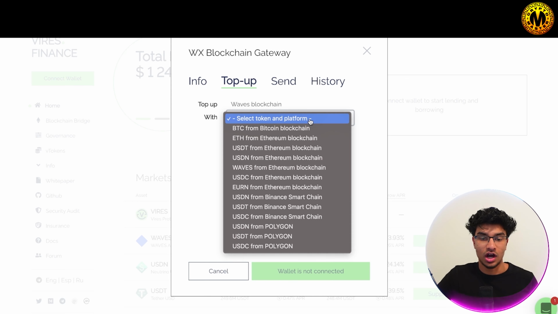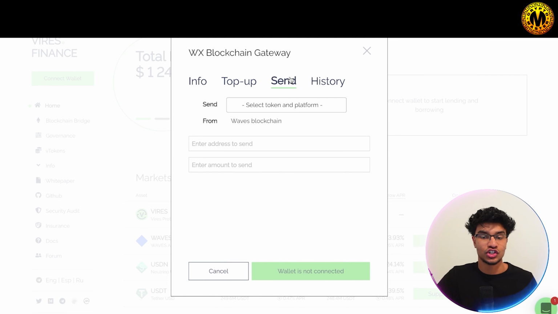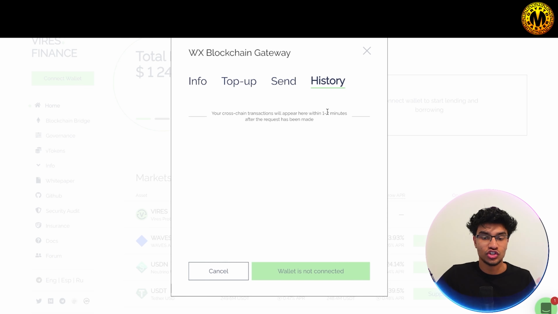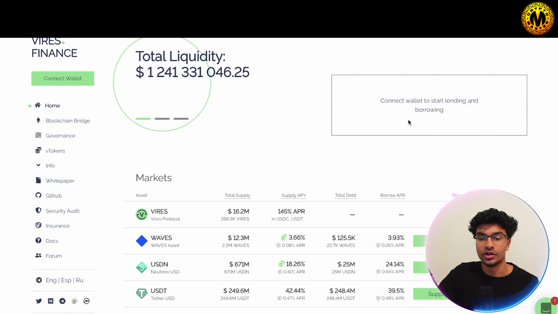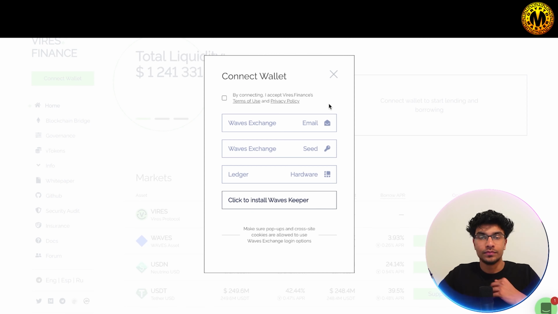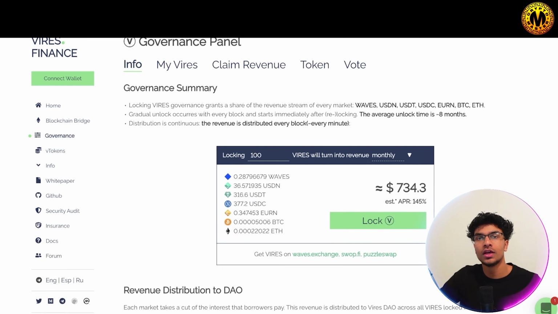So then there's the top up. You want to top up your balance with whatever asset you would like, then transfer it over onto the blockchain, and then you send it over, and you can check all your history over here. For this feature, you need to connect your wallet, and then you will have access to all this blockchain gateway and be transferring different cryptocurrencies and assets. Over here is where you'd want to connect your wallet. You click on this, and then it'll take you to these steps that will let you connect your wallet over here.